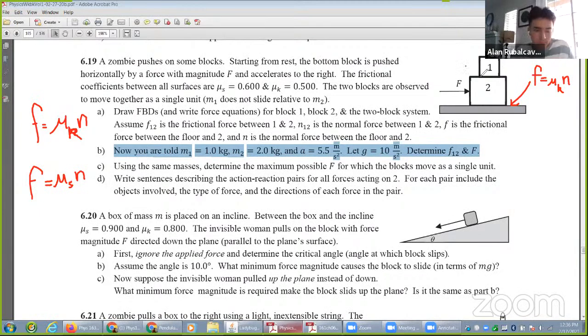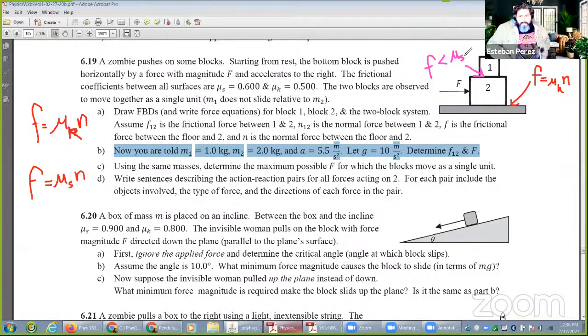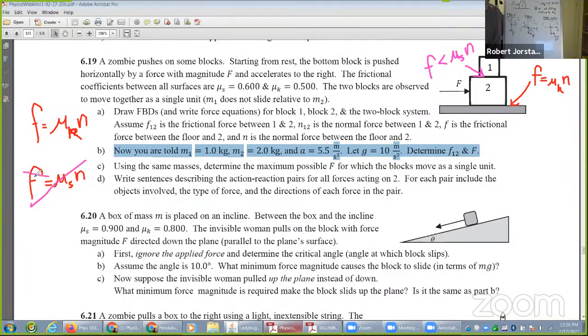Static. We would use friction is less than. We can't use equals anymore. This one is not applicable at all. Go ahead, whoever unmuted. What were you going to say? I was going to say that. I was going to say the same thing.